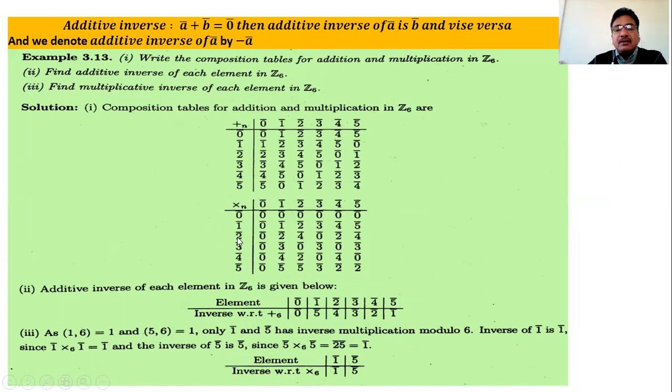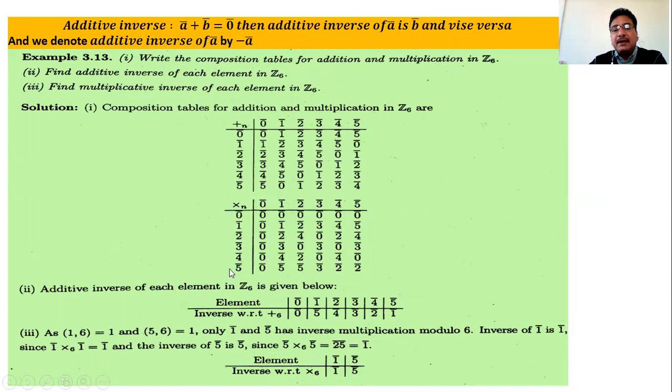Then 2 bar into what is equal to 1 bar? In the row of 2 bar there is no 1 bar, and therefore the inverse of 2 bar does not exist. If you observe the row of 3 bar, there is no 1 bar in any place, and therefore 3 bar inverse does not exist. If you observe the row of 4 bar, then there is no one.